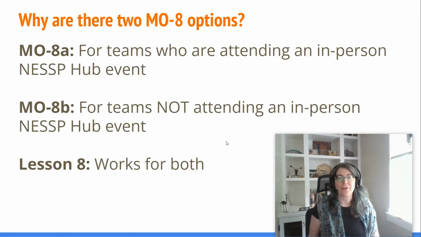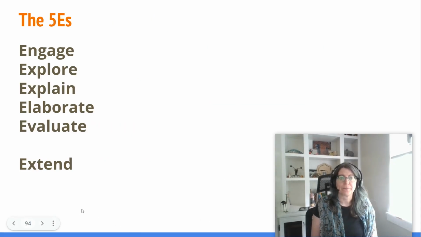So first off, why are there two MO-8 options? MO-8A is for teams who are attending an in-person NESB Hub event. Several of these events will be held around the country, so check the NESB website to see if there is one being held near you. MO-8B is for teams not attending an in-person hub event and just submitting all of their work online. And you can check out details on that on the NESB website as well. This lesson works for both and outlines the different steps where they diverge.